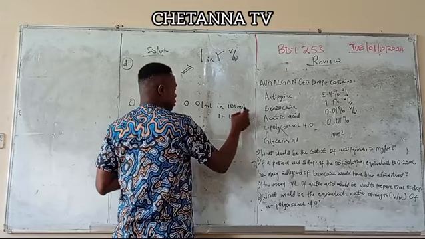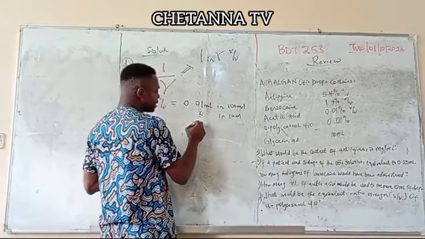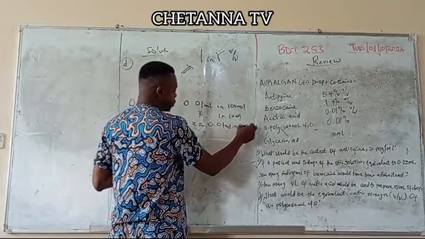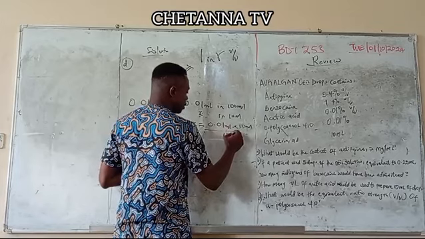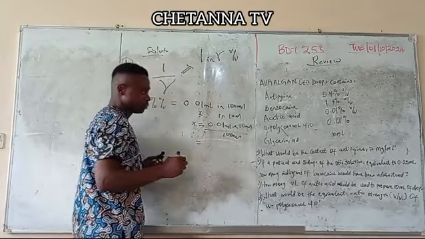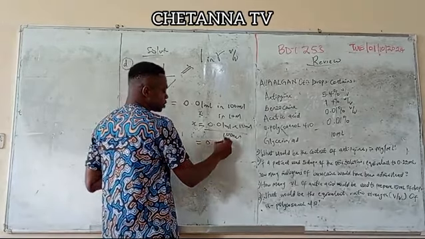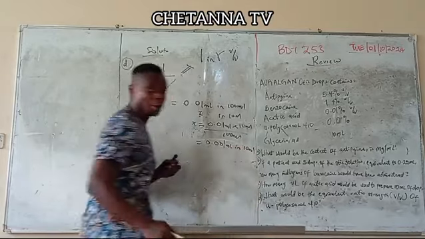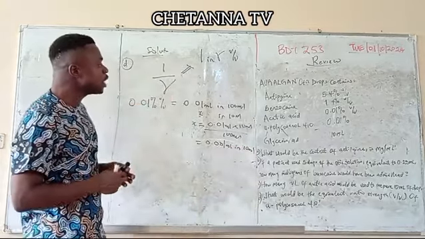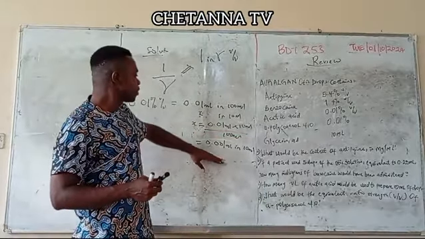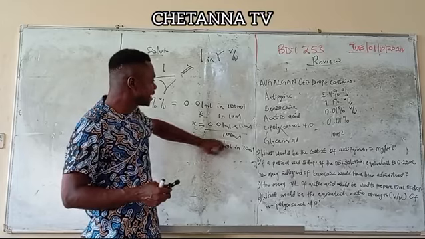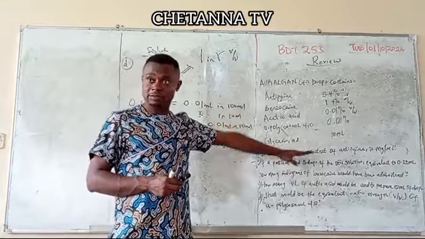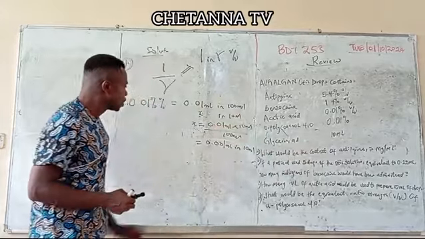So let's try again. 10 mL is X, right? X is now equal to what? 0.01 mL times 10 mL over 100 mL. What's the answer? 0.001 mL in 10 mL. Are we together? Good. So in this product, we have 0.001 mL polycosanol in 10 mL.